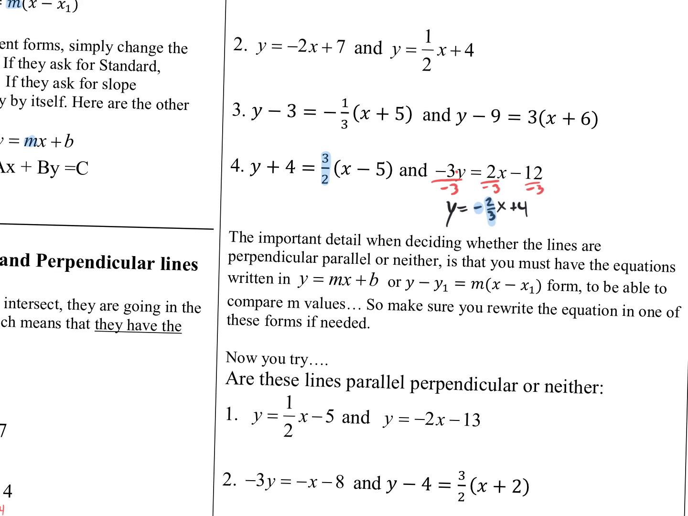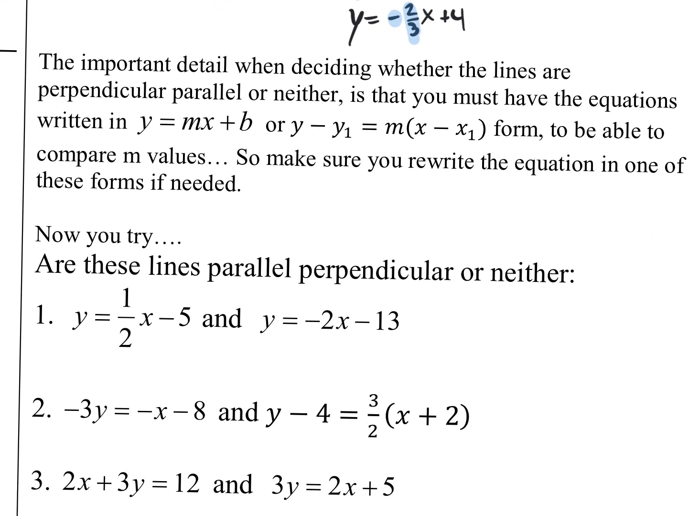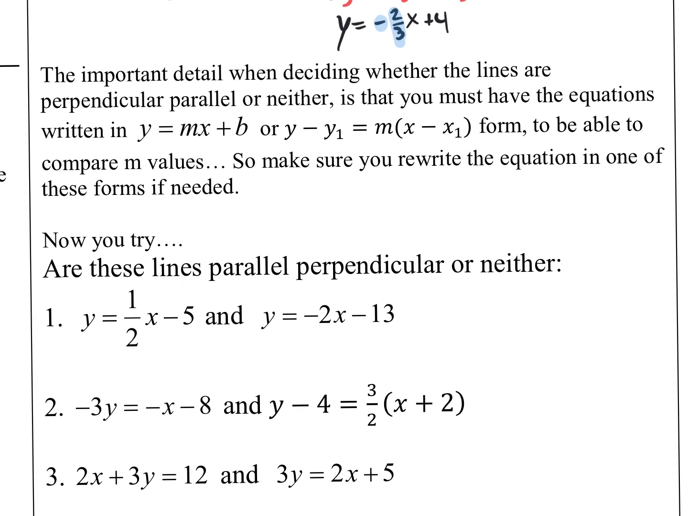So that's the entire lesson right there. Let's review what it says right here. It says, the important detail when deciding whether lines are perpendicular or parallel or neither is that you must have the equation written in either y equals mx plus b or y minus y1 equals m parentheses x minus x1. They have to be either in slope-intercept form or point-slope form in order for you to be able to see those m values.